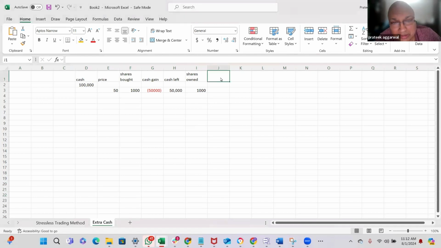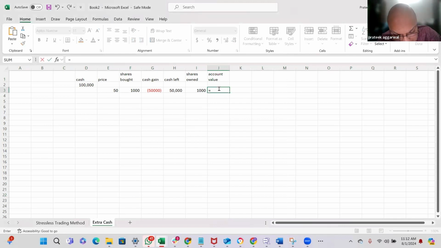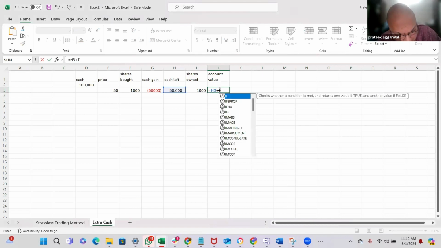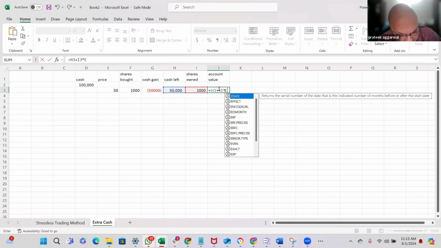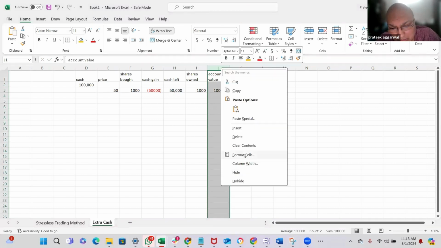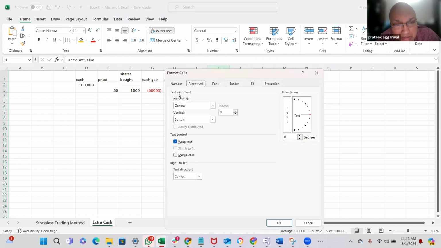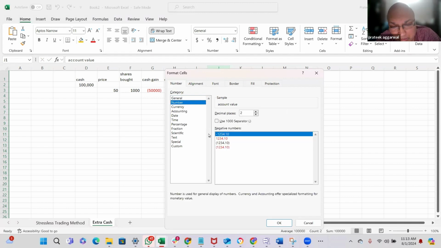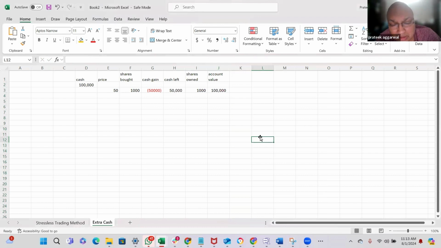Now, immediately the question becomes, what is my account value? After performing every trade, I have an account value. And my account value is nothing but the cash I already have in my account, which is H3, plus the value of the shares I own, which is now I3, multiplied by current price, which is E3. So I got my account value to be $100,000.